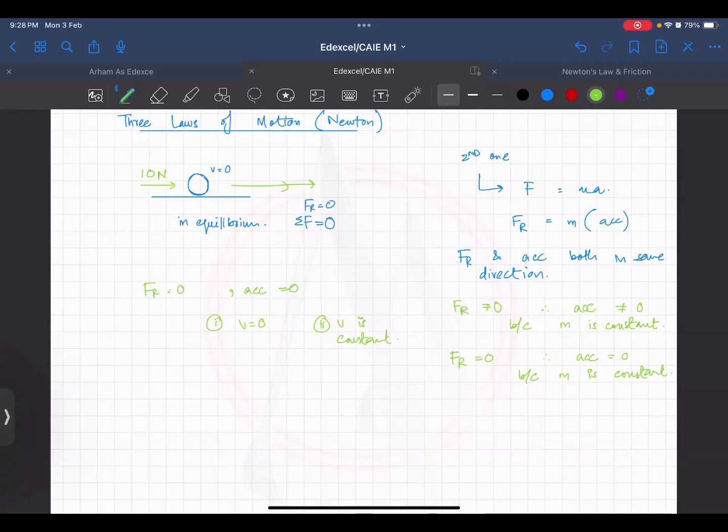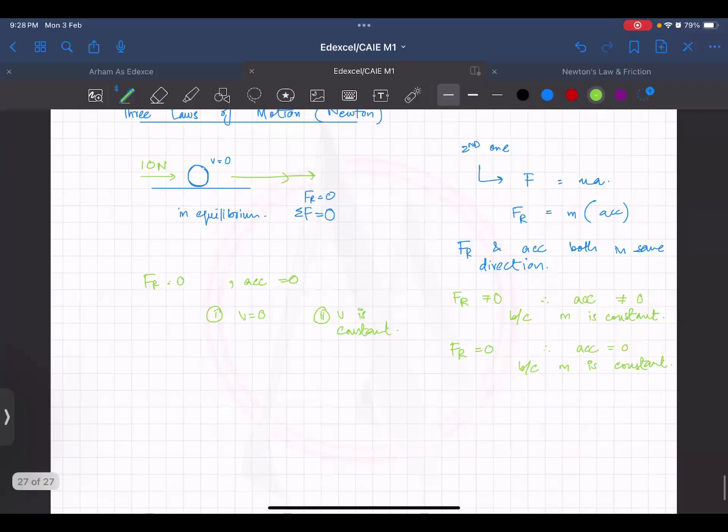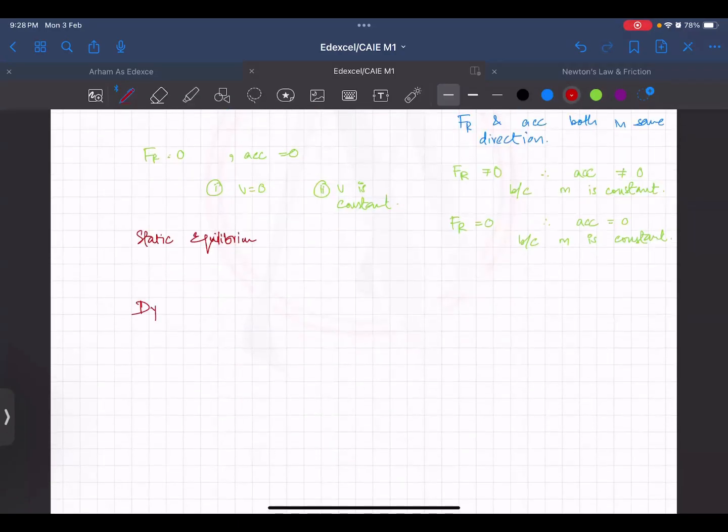Okay, so that's why we have two definitions or two types of equilibrium. We have a static equilibrium and we have dynamic equilibrium. Static equilibrium means that the object is at rest.